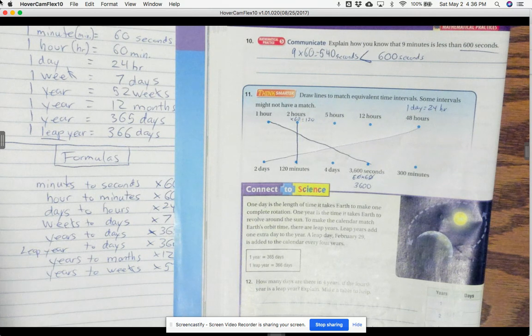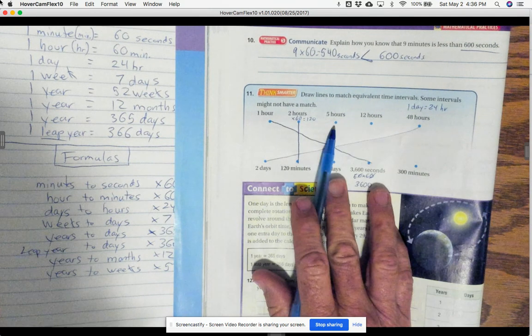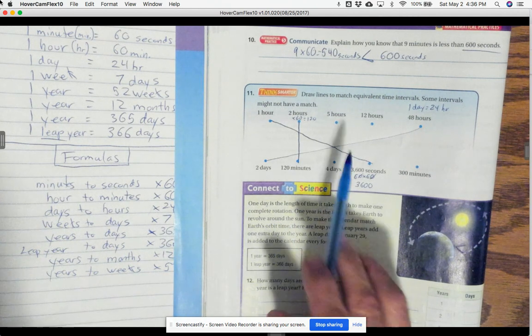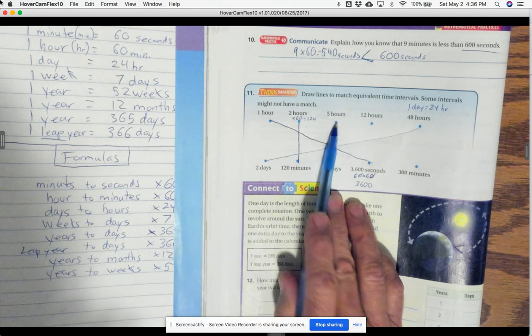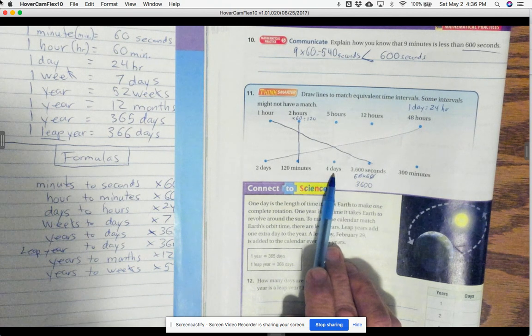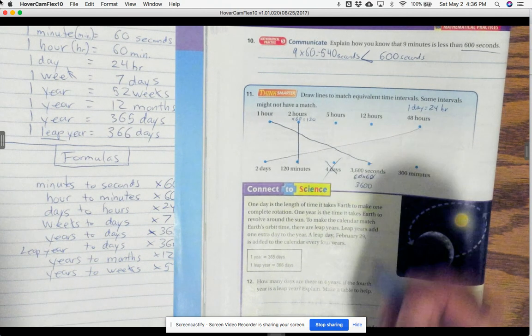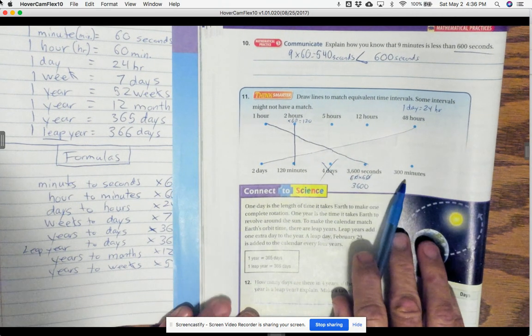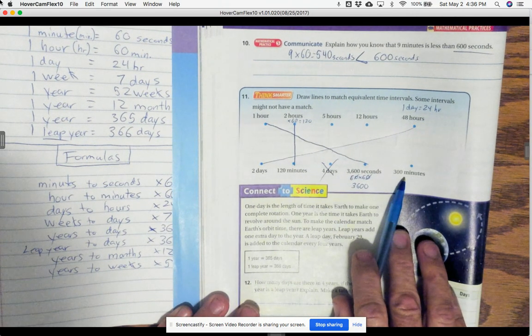So now we're going to have one more match. Either 5 hours or 12 hours. Well, think about this. 5 hours wouldn't equal 4 days. 12 hours wouldn't equal 4 days, so we know we're not using 4 days. We just got to figure out which one of these two equals 300 minutes.